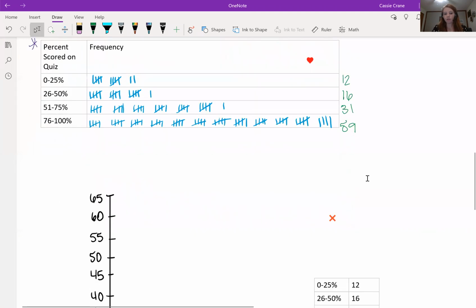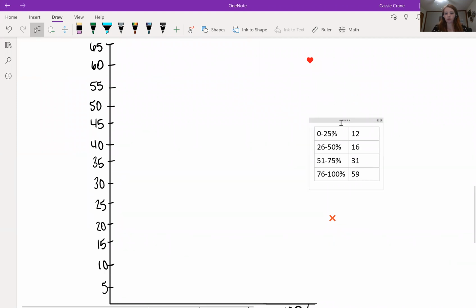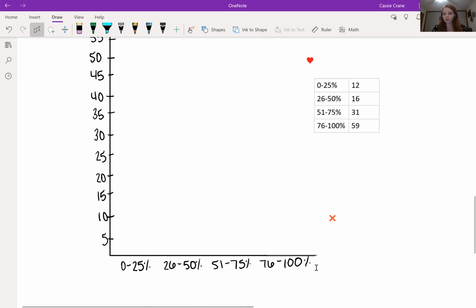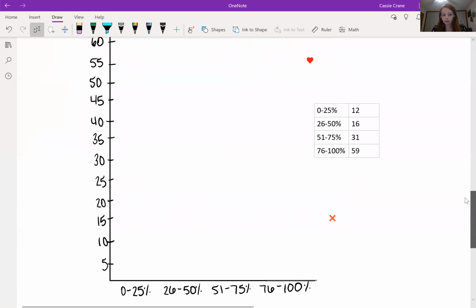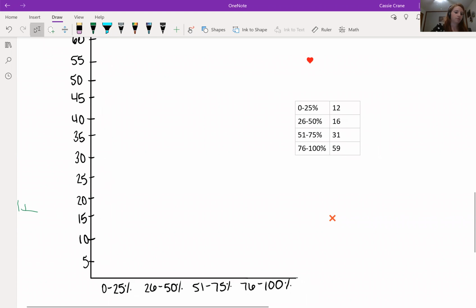So I went ahead and made my histogram graph, and I just brought the table data back down here so that I could see it easier. Let me find my scroll bar to get this in a better view. All right, so down on the bottom, I've set up my intervals, 0 to 25%, 26 to 50%, 51 to 75%, and 76 to 100%. And then on the y-axis, over here on the left, I've set up data markings for the frequencies. Okay, so this is my frequency.